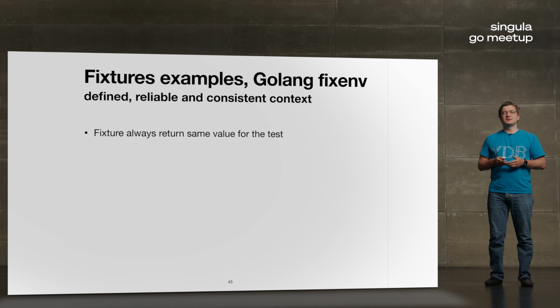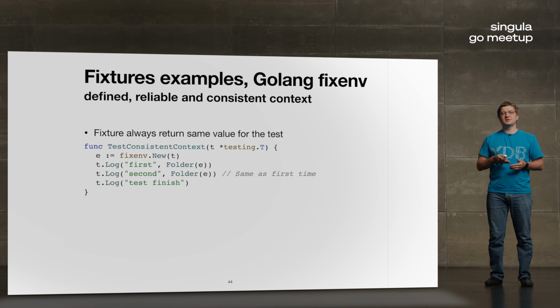A fixture will return the same value during the test. For example, we can write a test and call the folder fixture a few times. First time, second time, and so on. What will we see in the log? Before the folder fixture returns the first time, it will create a temp folder. Then first time, second time, and so on, it will return the same folder.